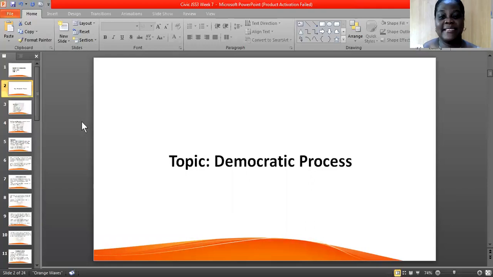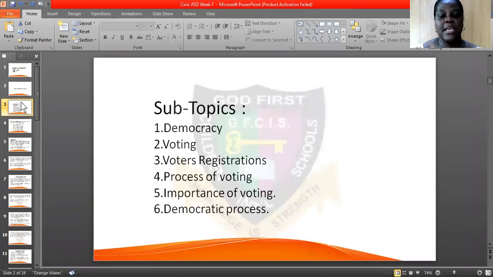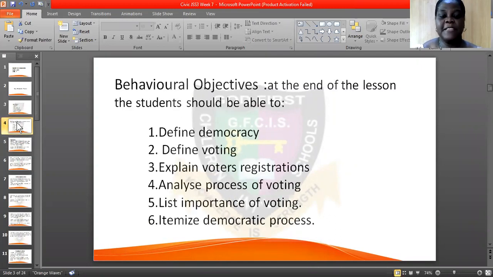Today, we'll be looking at the topic democratic process. And the subtopics that we're going to treat include democracy, voting, voters registration, process of voting, importance of voting, and democratic process. At the end of the lesson, the student should be able to define democracy, define voting, explain voters registration, analyze process of voting, list importance of voting, and itemize democratic processes.